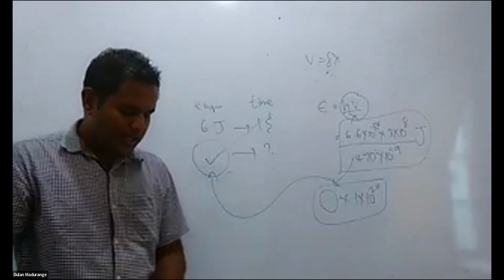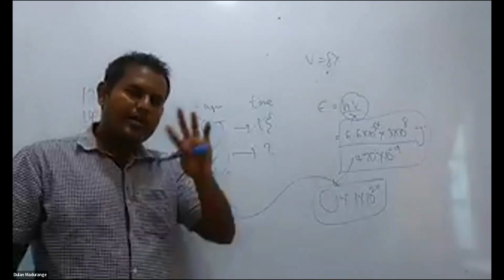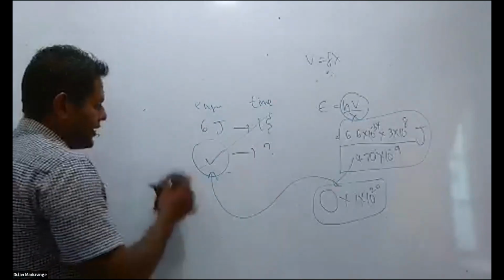Right. So then the next question is question number 14. When you're doing question number 14, you should draw a clear diagram to get the answer.